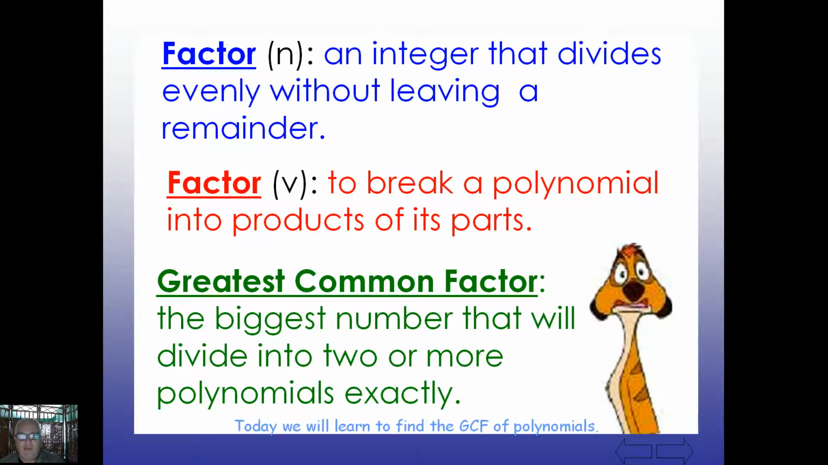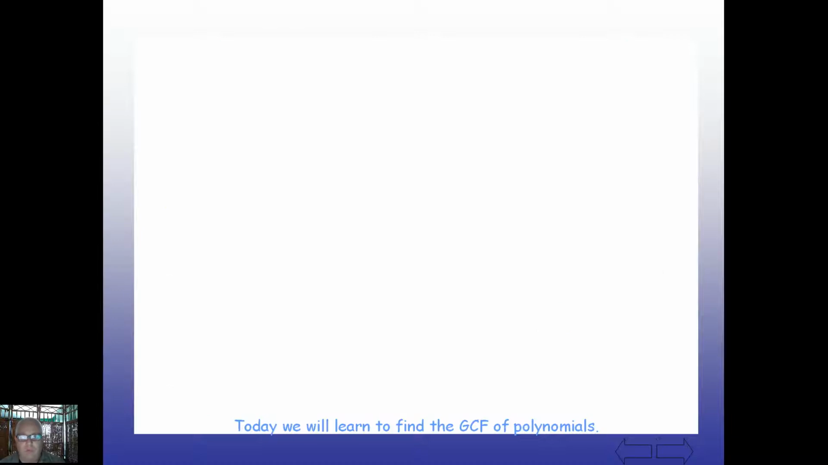To factor is to break the polynomial into a product of its parts. We're also going to see that in just a second. And the factor is a noun. Well, that's just an integer that divides evenly without leaving a remainder. So for example, the factors of 6 would be 1 and 6, 2 and 3. If you divide 6 by any one of those, the remainder is 0.